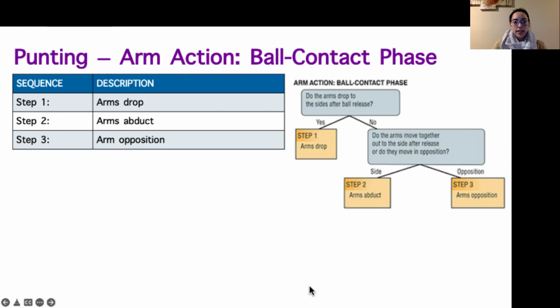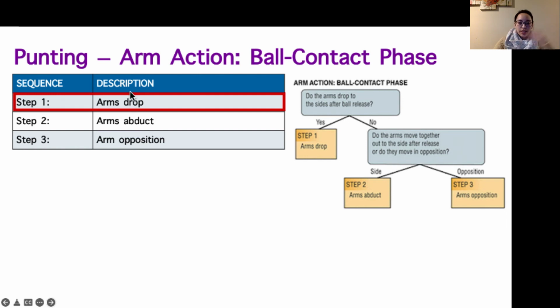We then can also look at arm action at the point of contact with the ball. So the first question we ask ourselves is, do the arms drop to the sides after ball release? If the answer is yes, we say that's step 1 of our developmental sequence, in which the arms are just dropping bilaterally from ball release to a position on each side of the hips as the foot comes in contact with the ball.